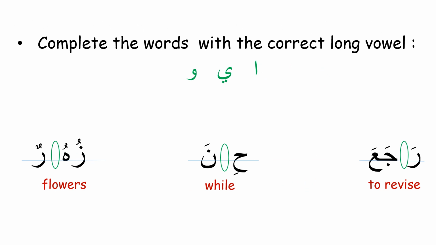We have to complete the words with the correct long vowel, and the words are راجع, حين, زهور. This one is easy, isn't it? We know that some of you are still just a little bit confused with long vowels, so let's quickly get back to our previous lesson.